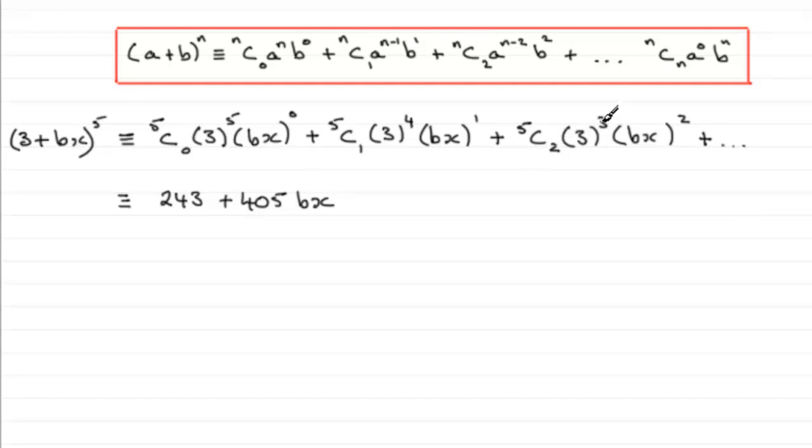5C2 times 3 cubed gives us 270. So you've got plus 270, and then you've got bx all squared, which is really b squared x squared. And then again, don't forget to write plus and so on. So there you go. There's our first three terms in ascending powers of x. So hope that's given you an idea then on that one.